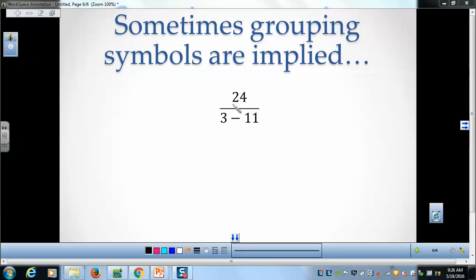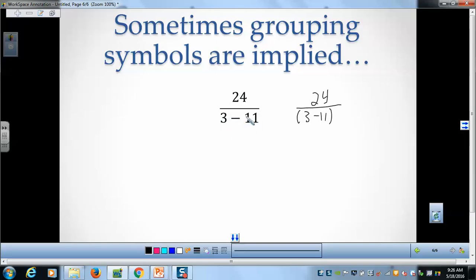And what I mean by that is if we look, we have a division problem here. This bar means division. We want to do 24 divided by some number here. Now, technically what's happening here is this is really 24 over 3 minus 11 in parentheses. But a lot of times, because it's in the denominator, it's already separated from the rest of the problem, you will not see those parentheses.